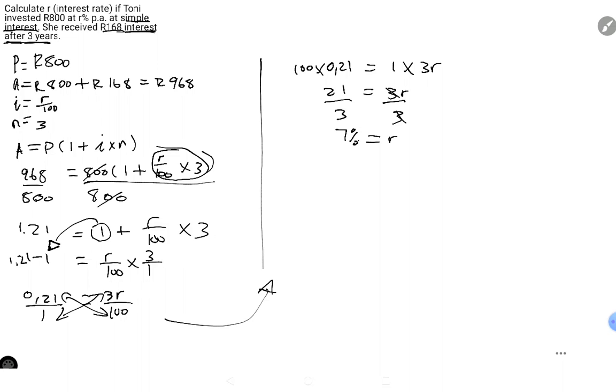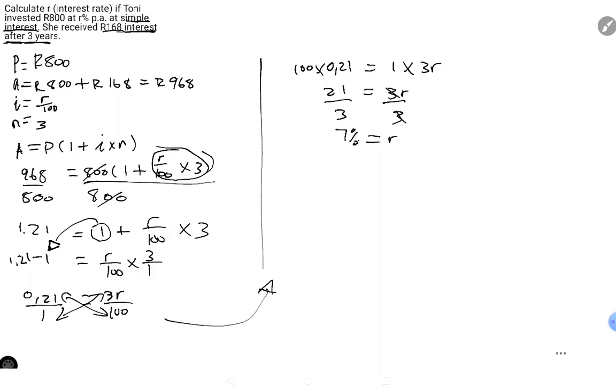It says calculate R, which is the interest rate, if Tony invested 800 rands at R percentage per annum at simple interest. She received 168 interest after 3 years. So we've got the principal amount, the amount at the beginning, which is 800 rands that she puts into the bank, and then we've got A, which is the final amount.